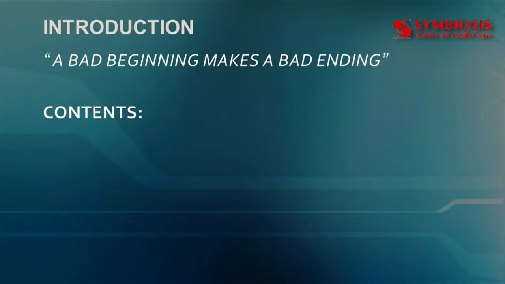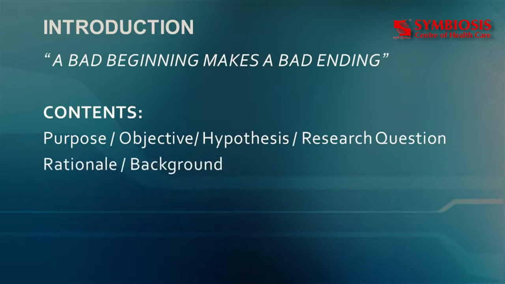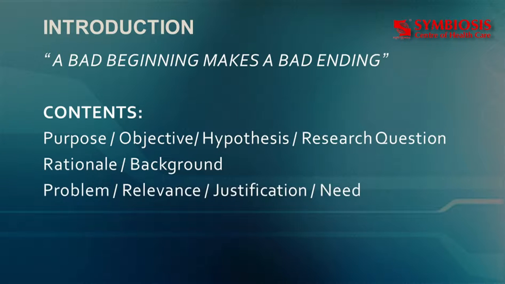Now, let us move on to how you write the introduction. That is the first part of your manuscript. And remember, a bad beginning makes a bad ending, because your introduction is the beginning of your manuscript. What should it contain? It should contain the purpose of your paper: why did you undertake a particular research, what is the hypothesis, what are the research questions, what is the rationale, what is the background. You have to provide the problem statement, and also justify the relevance of the work you carried out, why this study was carried out. So the need should be reflected there.